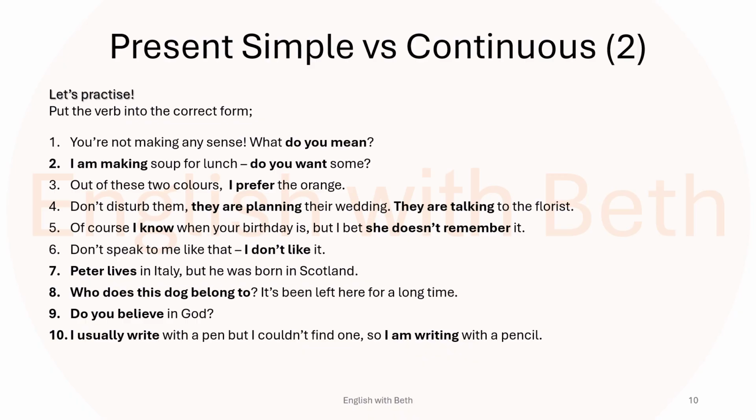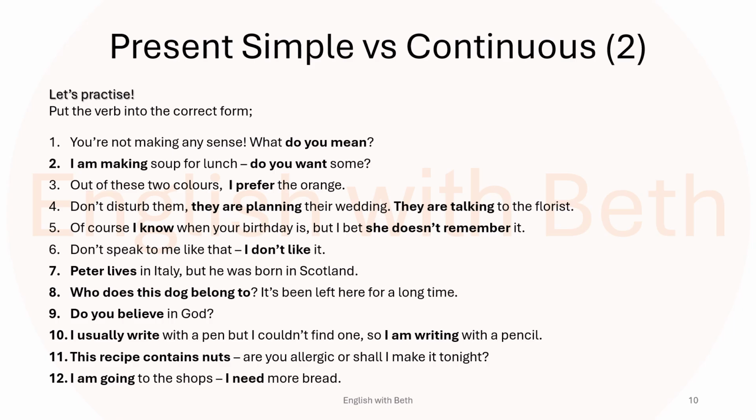I usually write with a pen, but I couldn't find one, so I am writing with a pencil. I usually write, present simple, because it's a repeated action, it's generally true, but I am writing is happening right now, so we've used present continuous. This recipe contains nuts. Are you allergic or shall I make it tonight? Contains is in present simple because we rarely use this verb with present continuous.